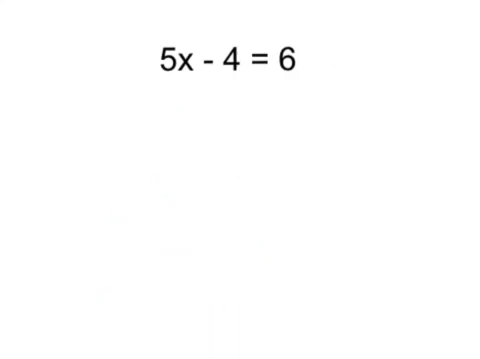Alright, let's go ahead and look at this second example. 5x minus 4 equals 6. So the first thing that I want to do is identify the operations. So here I have 5 times x, and then I have minus 4. Once I've identified those, I'm going to split my sides. So I have a left side of the equation and a right side of the equation.